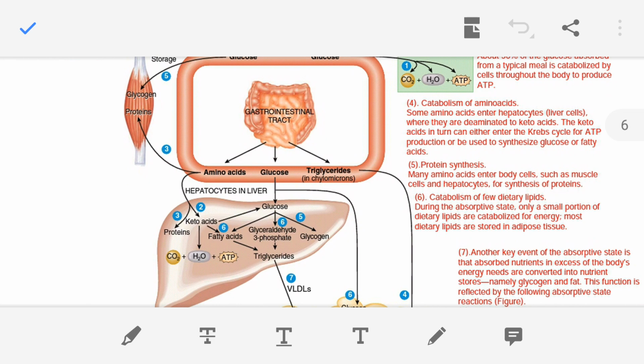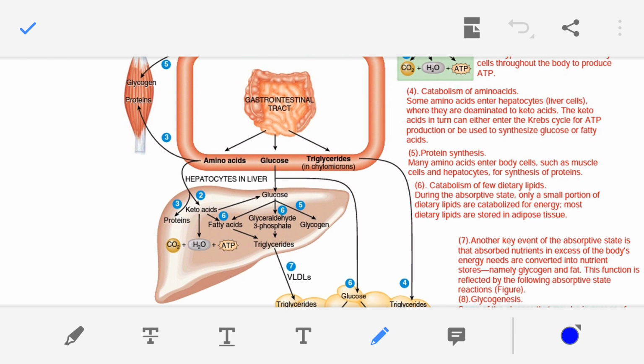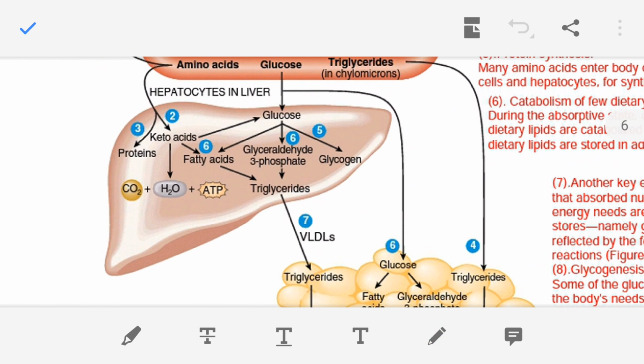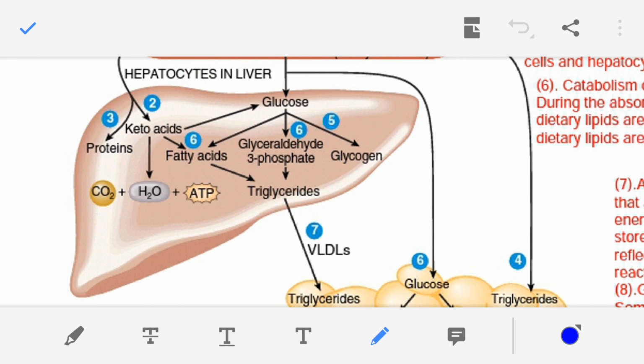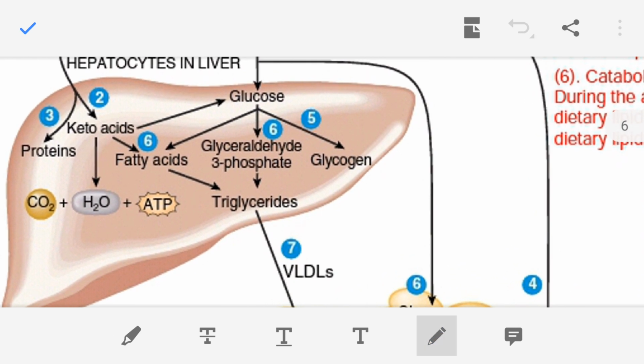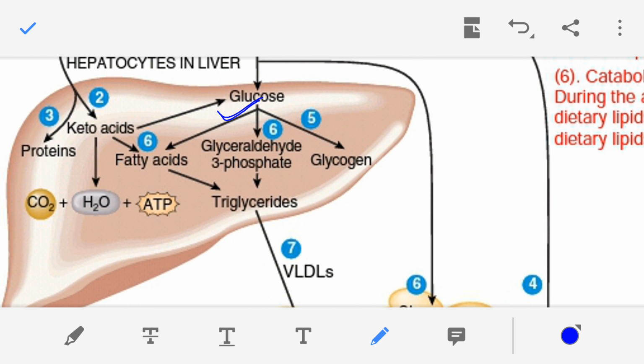Now from the GI tract, with the hepatic portal vein, the glucose is entering into the liver cell. Now in the liver, what happens to glucose? You see in the liver, glucose is stored in the form of glycogen. This is one thing. Glucose is stored in the form of glycogen in the liver. Second thing, glucose is converted into glyceraldehyde 3-phosphate.